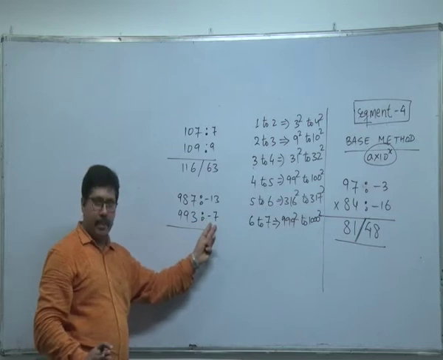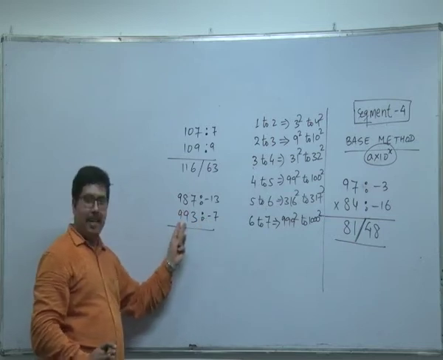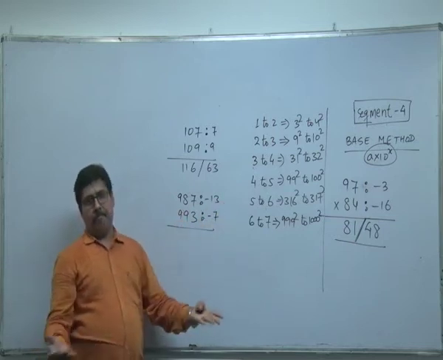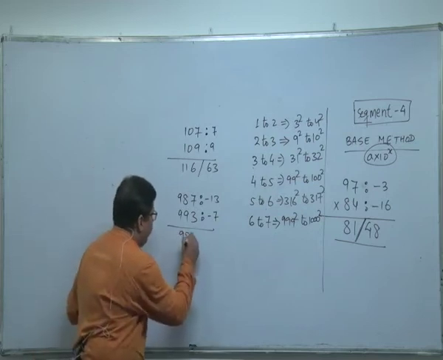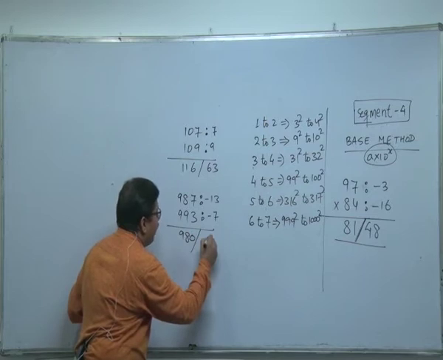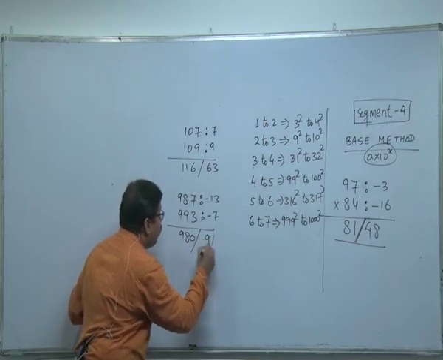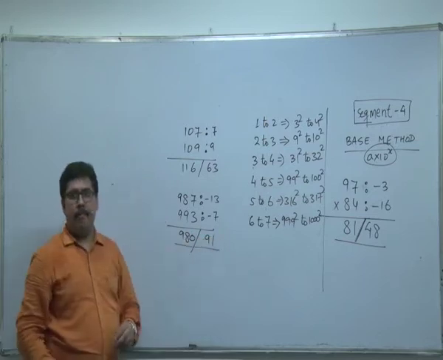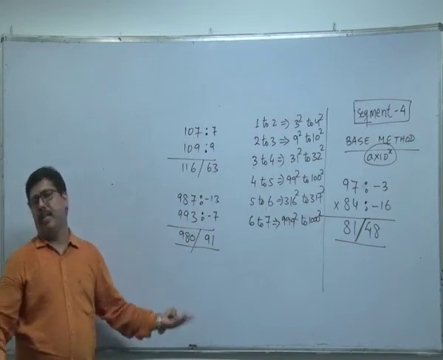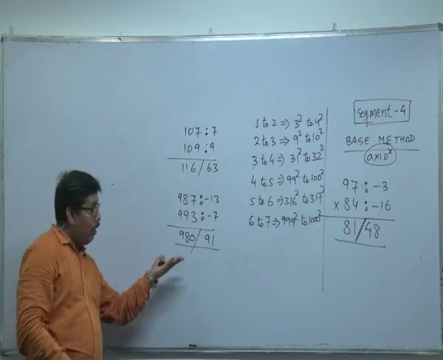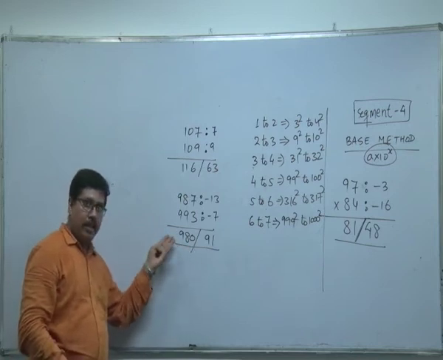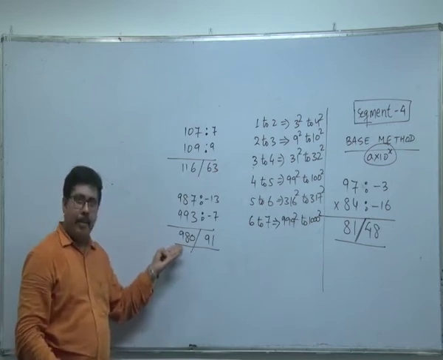Step number 2: this plus this or this plus this will give you the same result. 987 minus 7 is 980, and 993 minus 13 is 980. So 980, and 13 into 7 is 91. Can I say 98091 is my answer? How many digits are there in our result? We have only 5 digits.